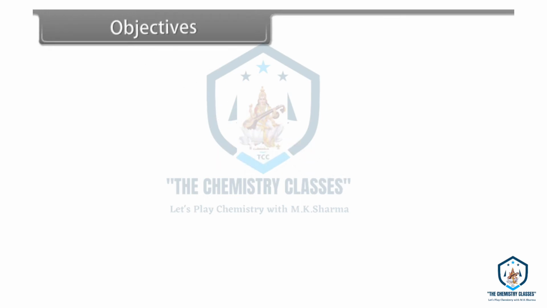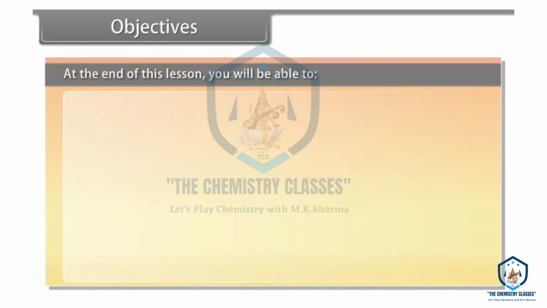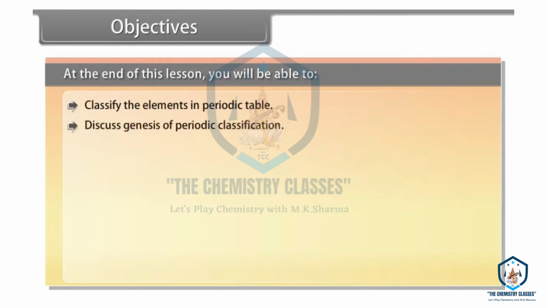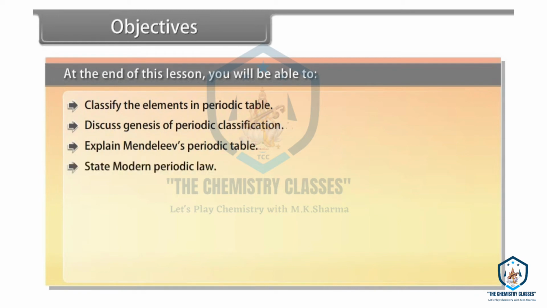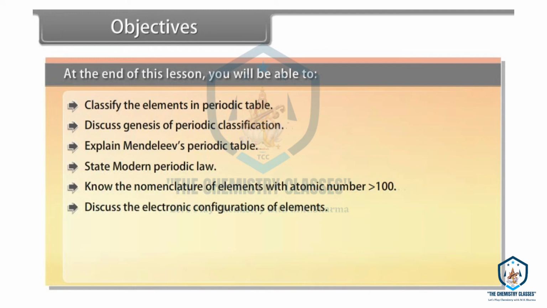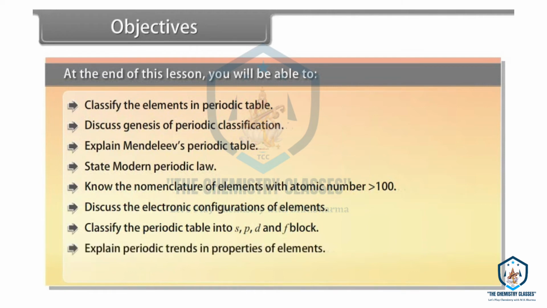Objectives. At the end of this lesson, you will be able to classify the elements in the periodic table, discuss the genesis of periodic classification, explain Mendeleev's periodic table, state the modern periodic law, know the nomenclature of elements with atomic number greater than 100, discuss the electronic configurations of elements, classify the periodic table into S, P, D and F blocks, explain periodic trends in properties of elements, and explain periodic trends in chemical properties.